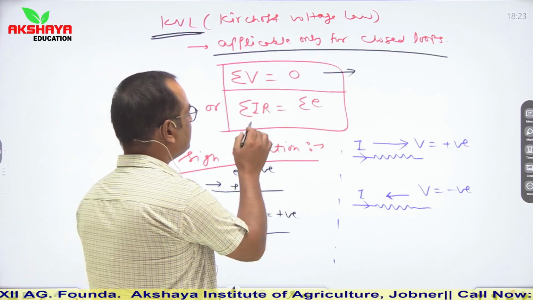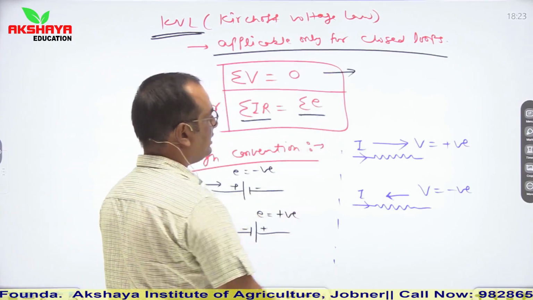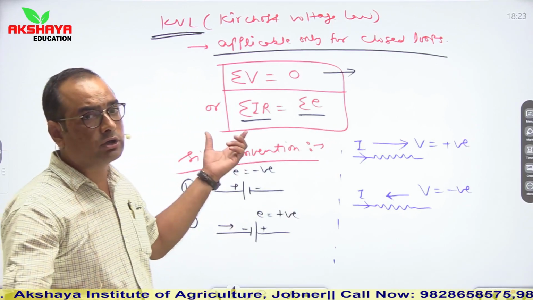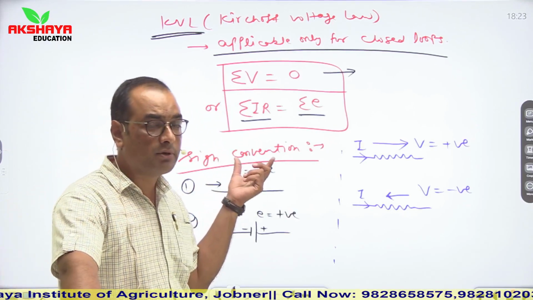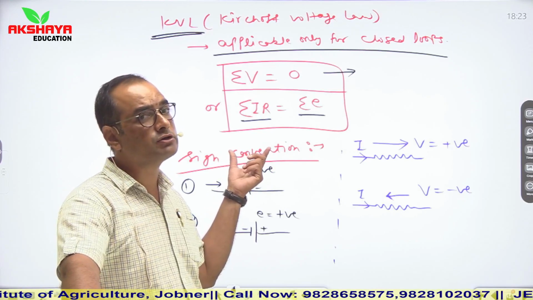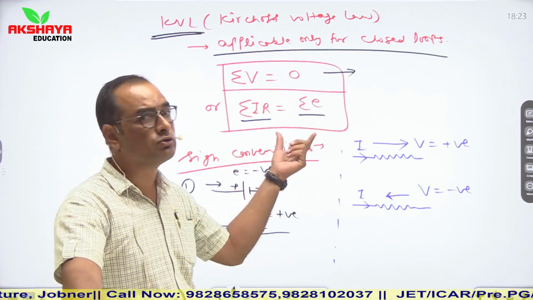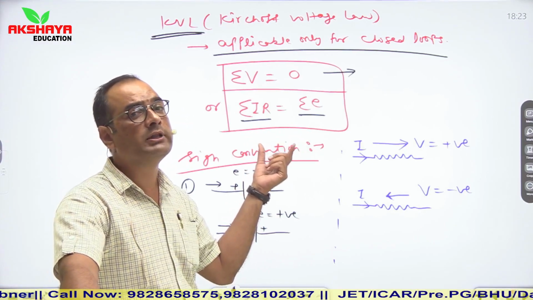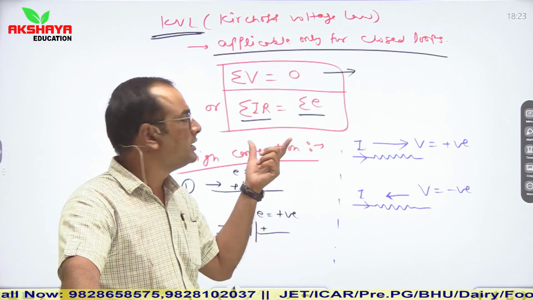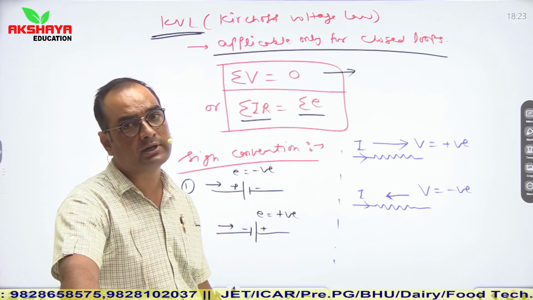Or you can say summation IR is equal to summation E. It means the algebraic sum of potential differences across all the resistors connected in a closed loop is equal to the algebraic sum of all the EMFs connected in that loop. So summation IR is equal to summation E.